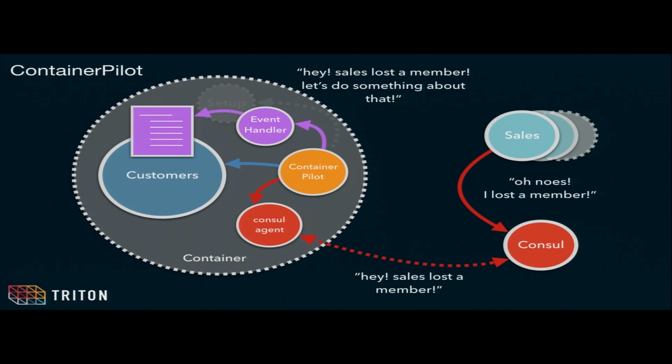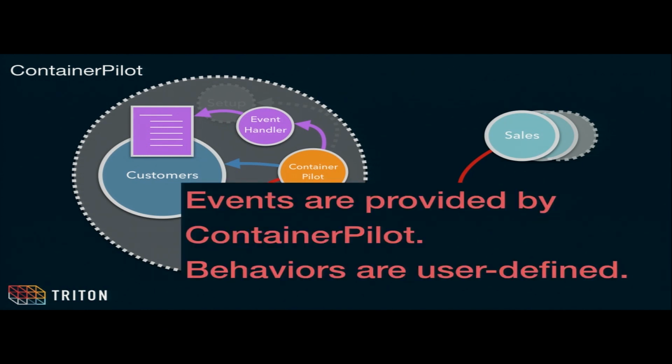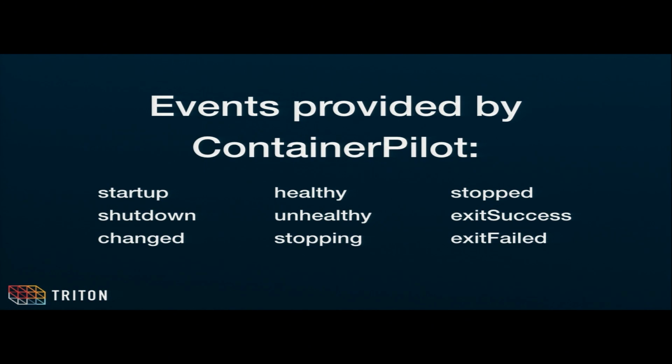The important point here is that the events are provided by ContainerPilot. The behaviors are defined by the user, and by user, we mean application developer. So the entire behavior of the application is owned by the application development team. Here are the events that we provide: startup, shutdown, something changed, a service is healthy, a service is unhealthy, something stopping, and one of the tasks within the container exited, either good or bad.